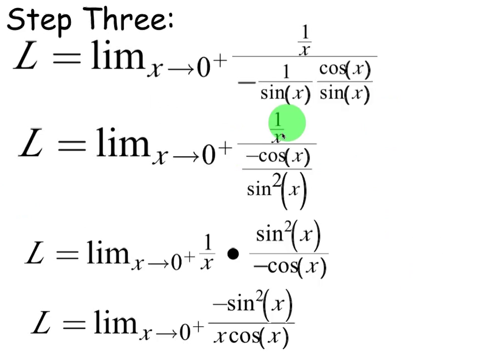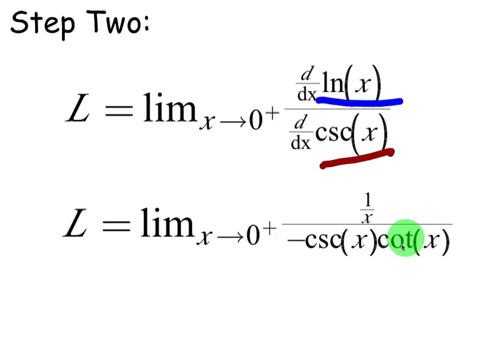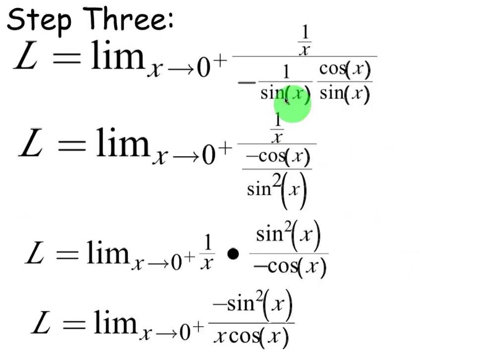I'm skipping a step. I'm sorry. We need to simplify this first, okay? And so the bottom we have cosecant times cotangent. We can simplify that by turning things into sine and cosine. So I'm going to change cosecant to 1 over sine. The negative's still there. I'm going to change cotangent to cosine over sine.